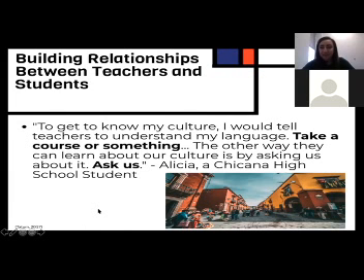To get to know my culture, I would tell teachers to understand my language, take a course or something. The other way they can learn about our culture is by asking us about it. Ask us. So if you're not familiar with the term Chicana, this is our student, a Chicana high school student, it just means having Mexican ancestors. So it differs from Latina by being specific to Mexico.